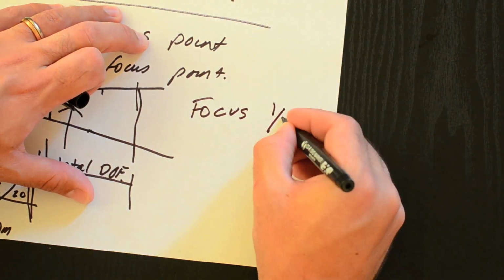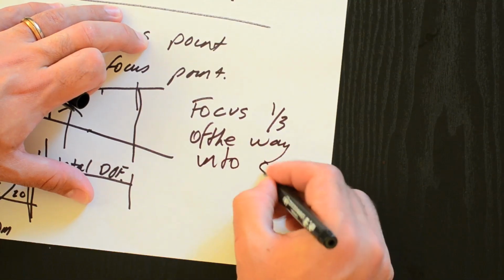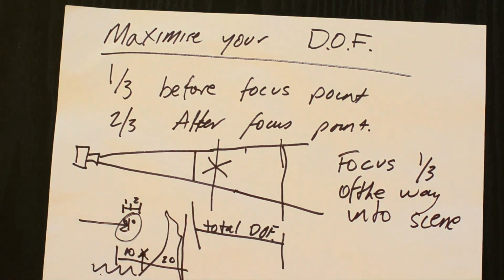So remember, if you really want to maximize your depth of field, work out how much you're going to have to work with, and then choose a focus point that's 1/3 of the way into that range, and you should get it all sharp.